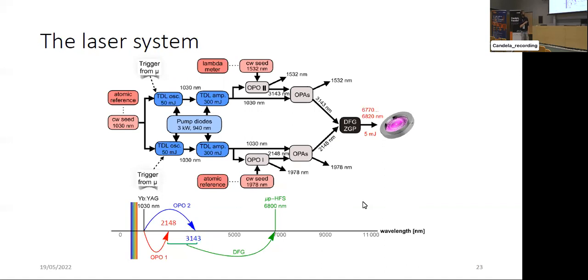Then we take one branch where we go into OPOs and OPAs, where we create 3.1 micron radiation, and in the other branch we do the same and reach 2.1 micron radiation, and then finally a difference frequency generation stage where we create the 6.8 micron, and we incouple it into the Mirex cavity. That's the plan.